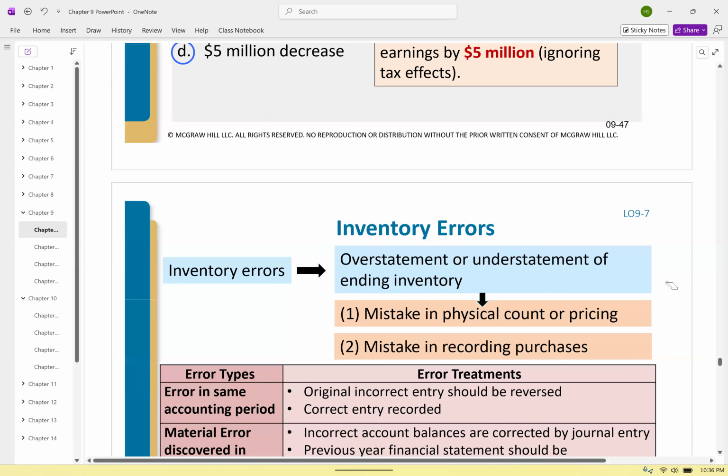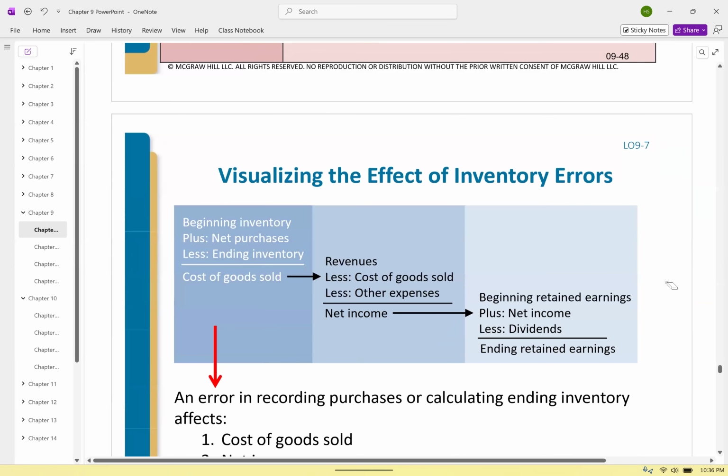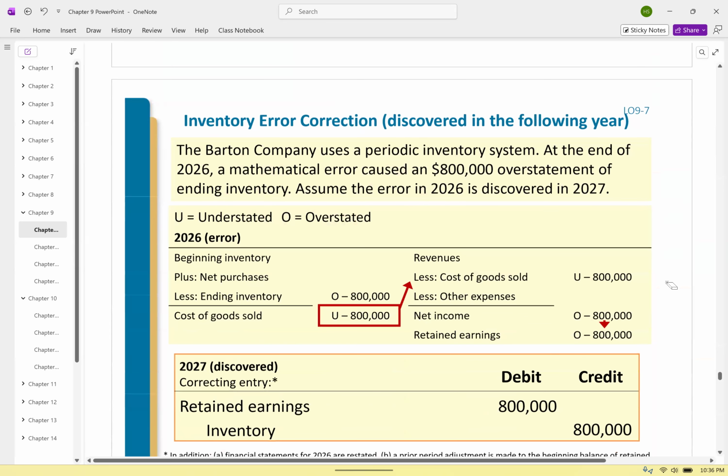And now let's talk about inventory errors. I don't like to spend a whole lot of time on inventory errors because if you don't catch an inventory error, it will fix itself in 2 periods, as long as in the second period you count the inventory correctly. We have an example here. Inventory error correction. Barton Company uses periodic inventory. At the end of the year, a mathematical error caused an $800,000 overstatement of ending inventory. Assume the error in 2026 is discovered in 2027.